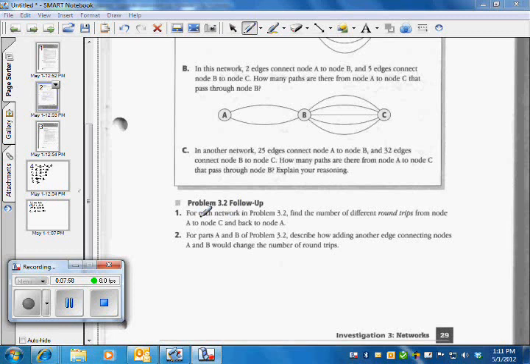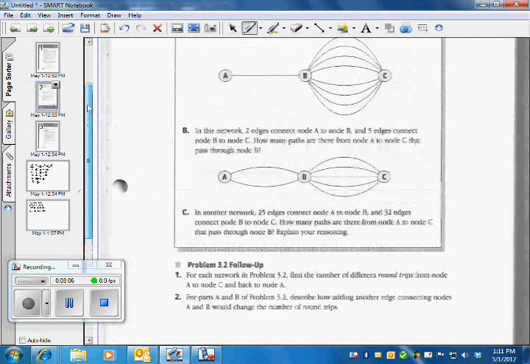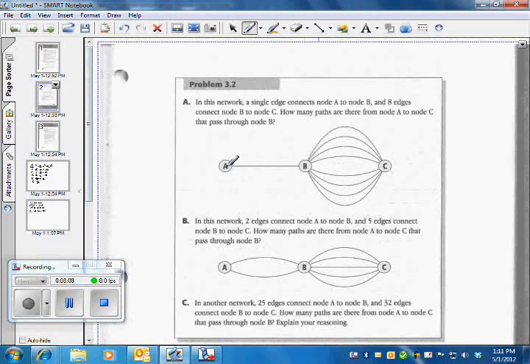Problem 3.2 follow-up question 1 says for each network in problem 3.2, find the number of different round trips from node A to node C and back to node A. So again, a round trip would start at A, go through B, then go to C, then back to B, and then to A. So I want you to think about this. How many different round trips could be made on this network? Unpause when you think you have your answer.